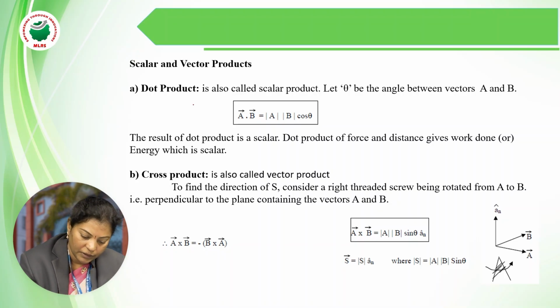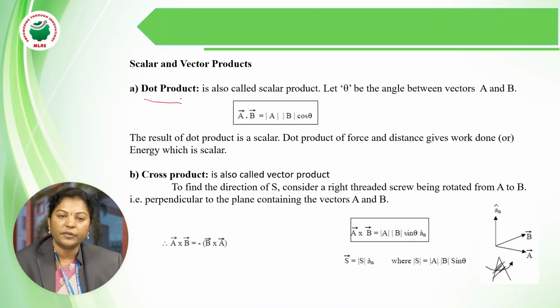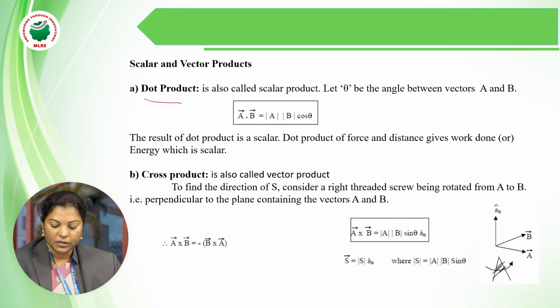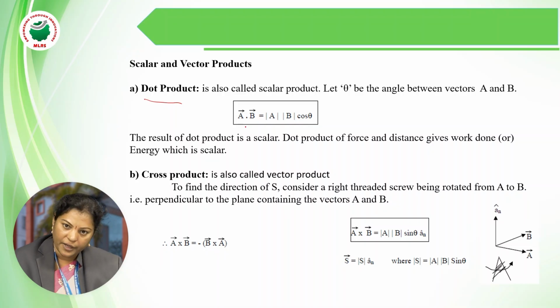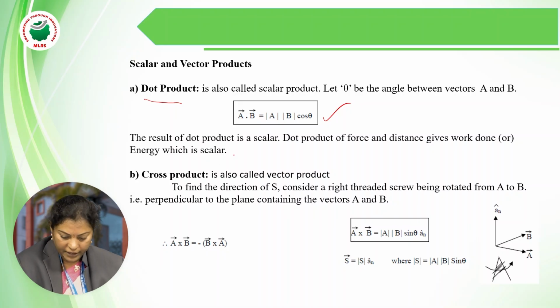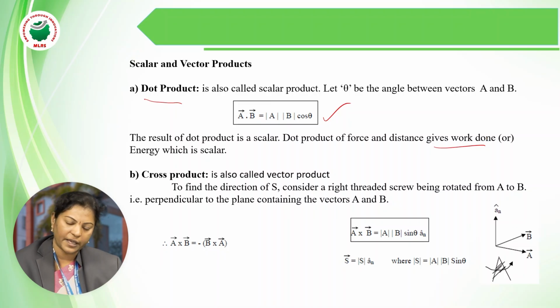First, the dot product. As we already dealt with in physics in second year vector analysis, it is called the scalar product. Let theta be the angle between the two vectors. A dot B is nothing but modulus of A, modulus of B, cos theta. This is the dot product. The result of a dot product is a scalar. For example, work done or energy, which are scalars.